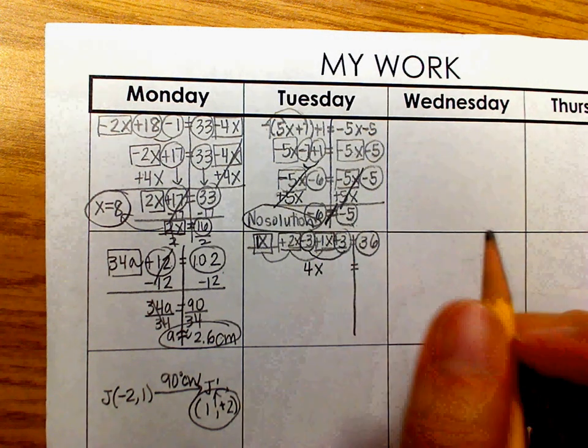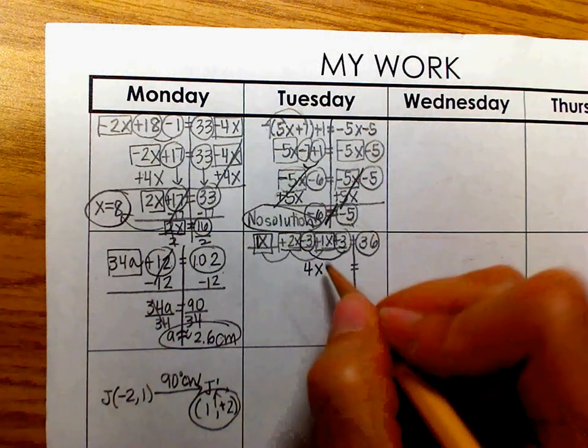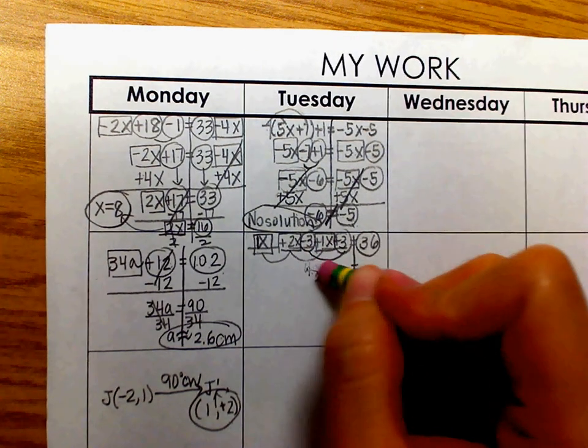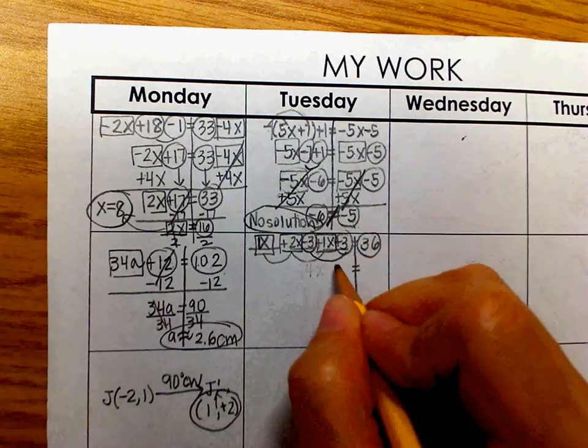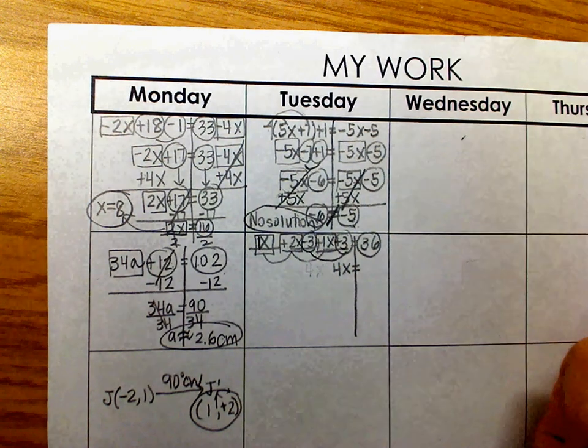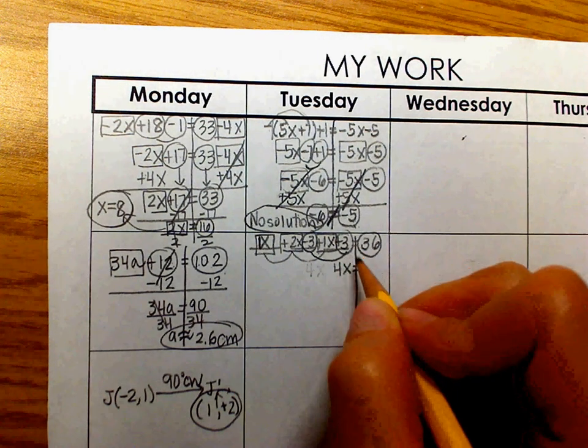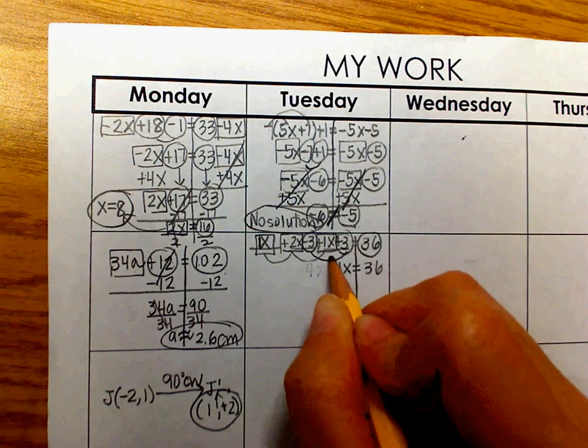Oh, negative 3 plus 3 is 0. I could put a plus 0 here, but then it's just 4x plus 0 is just 4x. So I'm going to scoot it over even closer. Okay, wow, look how quickly that shortened. And then I bring down the 36. So I rebox and I circle.